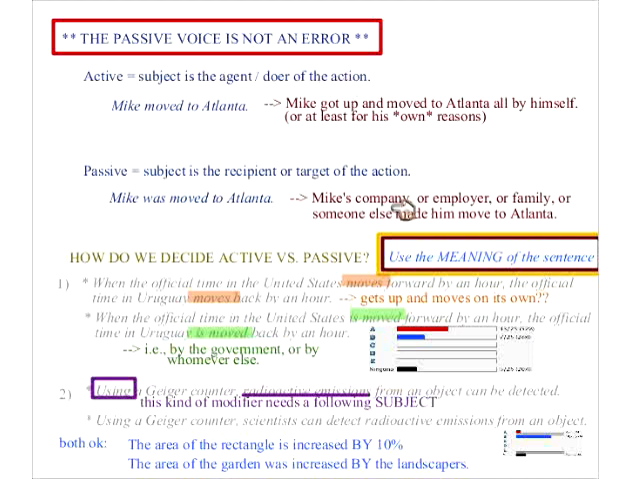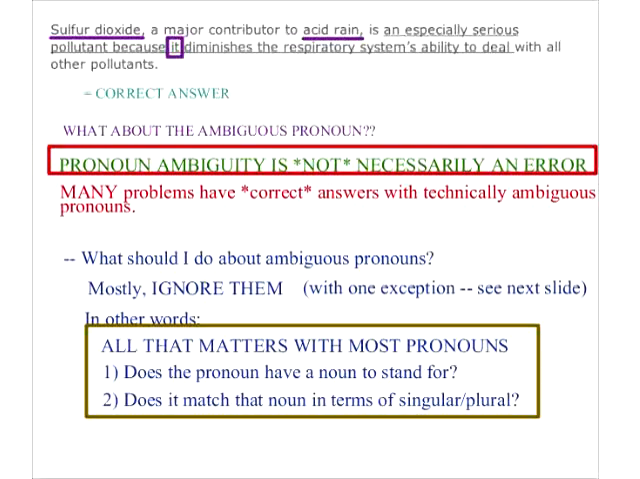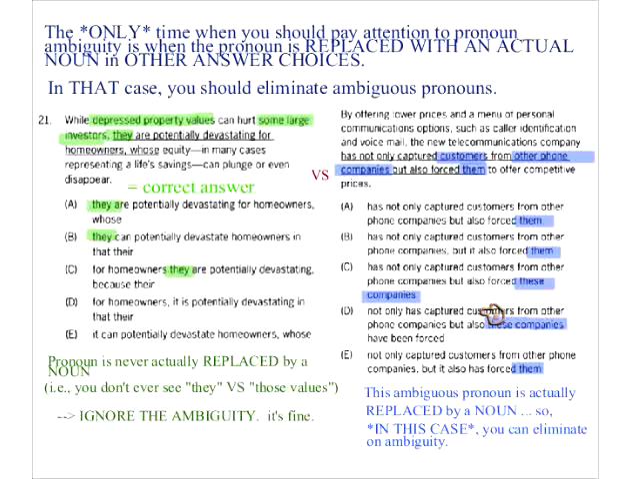Also, with ambiguity, there's all this noise about the passive voice. Remember that it's a meaning issue. It's not generally based on anything to do with grammar. It's a meaning issue, so watch out for that. Finally, pronoun ambiguity is not necessarily an error. If you see a split between an ambiguous pronoun and a noun replacement, then eliminate if it's the only thing you want to. Otherwise, just take the ambiguous pronoun and smile at it and ignore it.